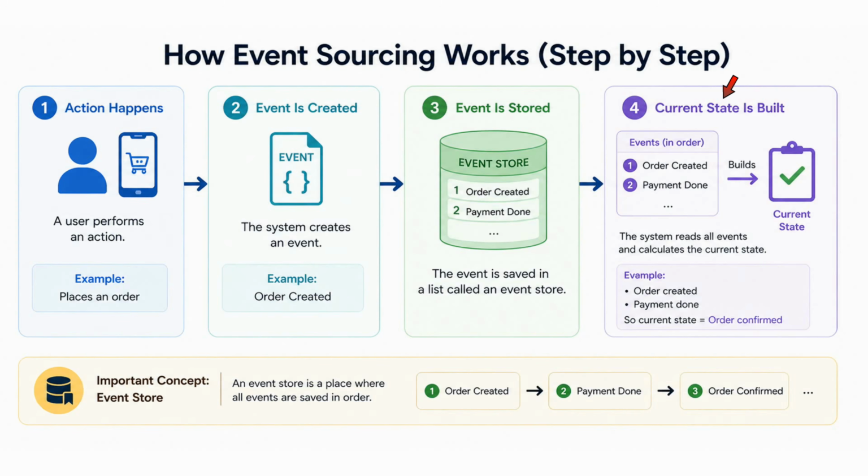Step 4. Current state is built. The system reads all the events and calculates the current state. For example, order created, payment done. So the current state becomes order confirmed.